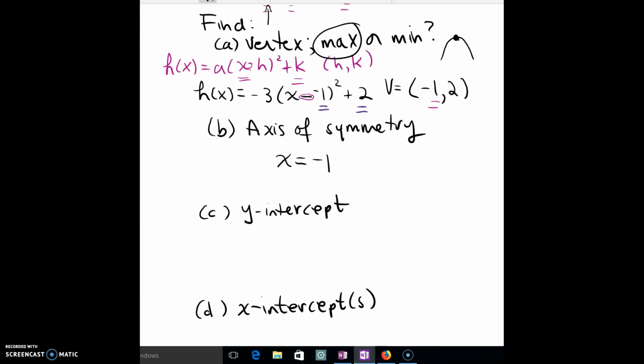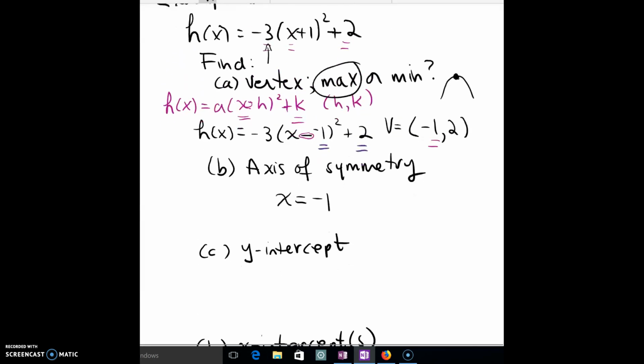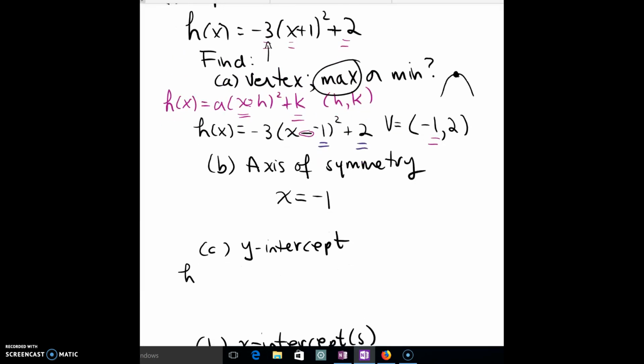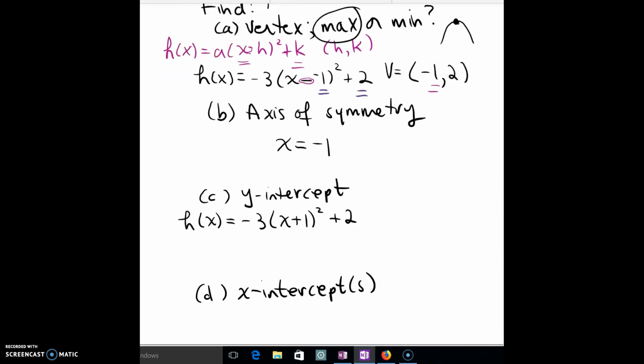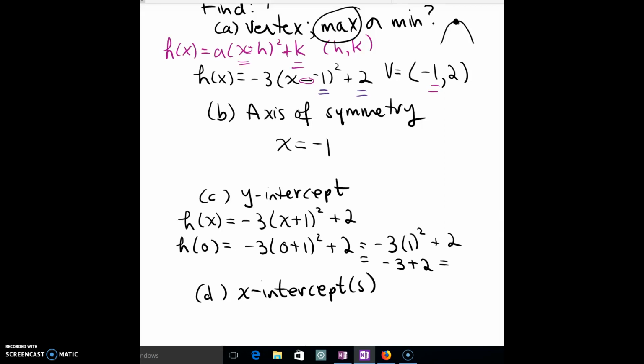Let's move on next to our y-intercept. Now the definition of the y-intercept is when x is 0. So I'm going to go back to my function, which is h of x is equal to negative 3 times (x plus 1) squared plus 2. And we're going to substitute in 0 for x. We get negative 3 times (0 plus 1) squared plus 2. That's the same thing as saying negative 3 times 1 squared plus 2. Well, 1 squared is 1, times negative 3 is negative 3. So we have negative 3 plus 2, and that's the same thing as saying negative 1. So we have a y-intercept at (0, negative 1).